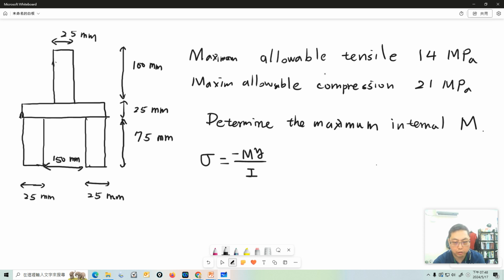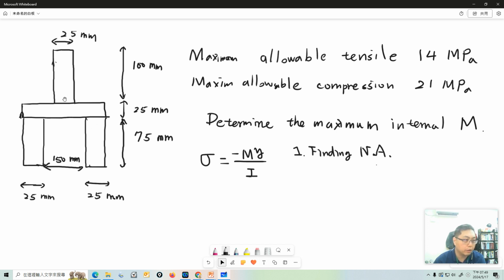And y is the distance from the neutral axis. So for this problem, the first priority is finding the neutral axis. Let's start to look for it. The calculation for the neutral axis is very similar to the centroid calculation for a composite area. This is a complicated shape for the cross section.